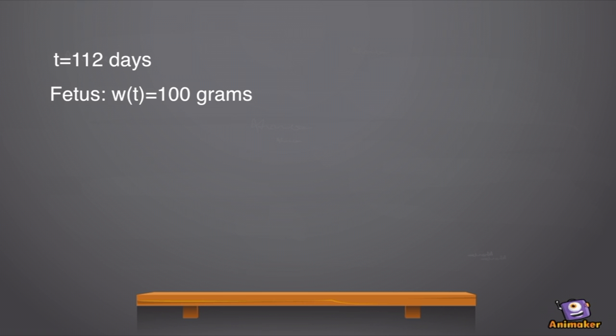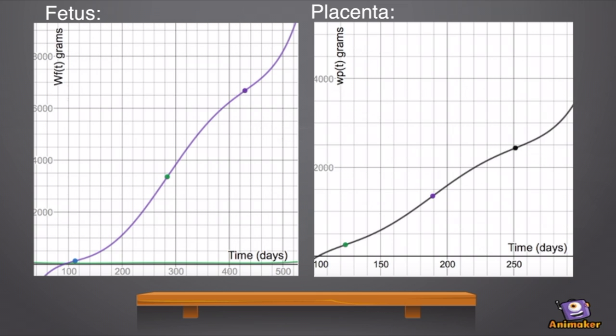The data provides us with conditions, which tells us to assume that at 112 days, a regular fetus is about 100 grams, and a regular placenta weighs 120 grams. We can use these numbers to solve for the variable c. We would plug in 112 for t for both functions and set the functions equal to 100 for the fetus, and 120 for the placenta to give us each original function. Here are the graphs of the original functions.